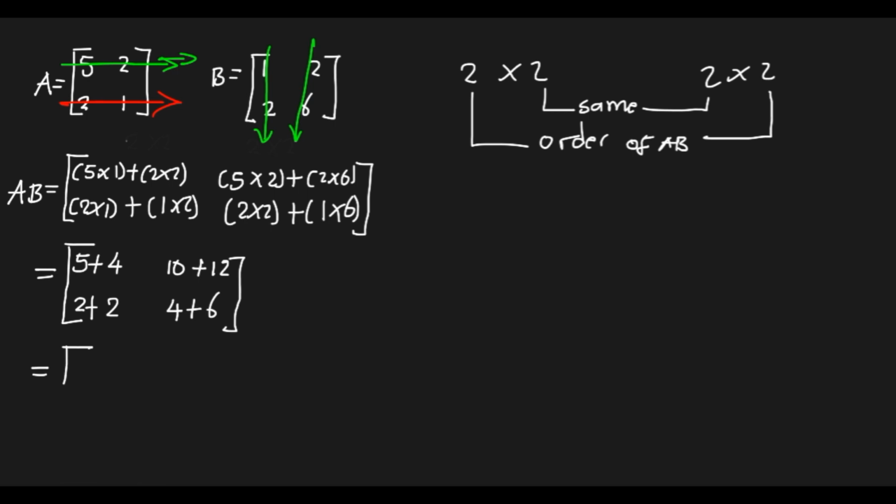So our final answer, 5 plus 4 is 9. 10 plus 12, that is 22. 2 plus 2, 4. 4 plus 6, we get 10. So this is the product of the two matrices A and B, and we can see that the order is a 2 by 2 matrix. Now let's try another example.